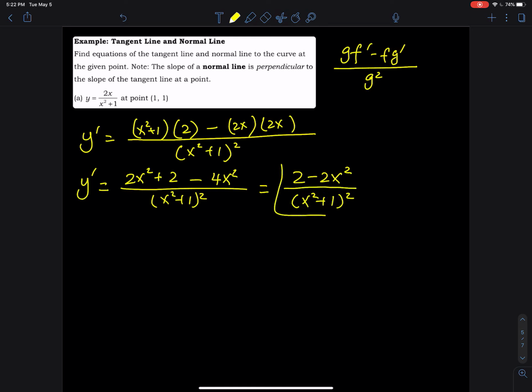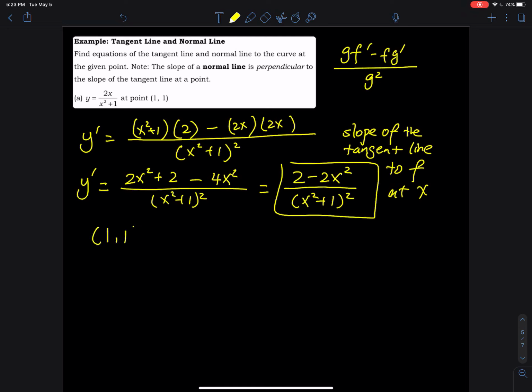This one has a name. This is f prime, but it's not a constant value, right? So this is the slope of the tangent line to the function f at any x value. If you want a specific location, then you need to give me an x value. So they gave you a point, 1 comma 1. It's a point on this function, right? It's a point on the curve. So that means x is equal to 1.